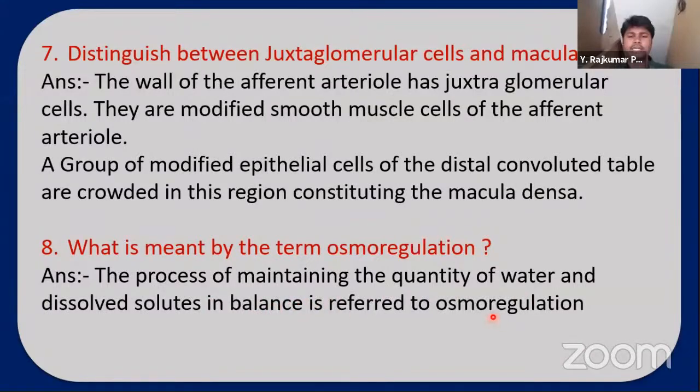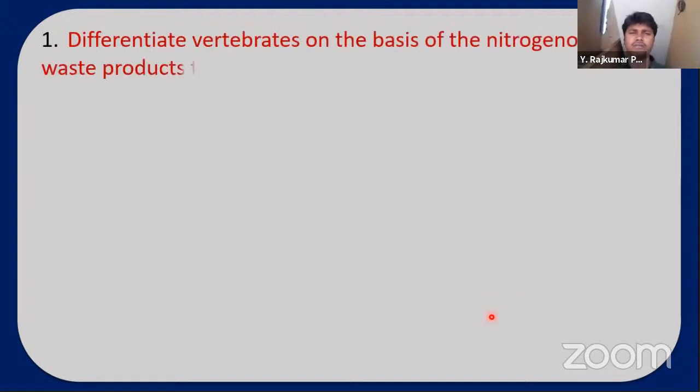Here, the quantity of water and the amount of solutes should be in balance so that there won't be any endosmosis and exosmosis. Over endosmosis and over exosmosis both are harmful for the body. So the water content and salt content should be balanced in such a way. That's called osmoregulation. Let's see the next question, which is for 4 marks.